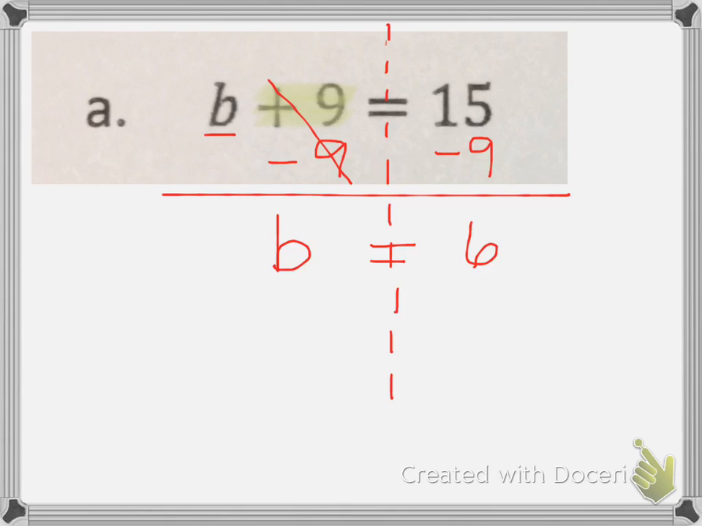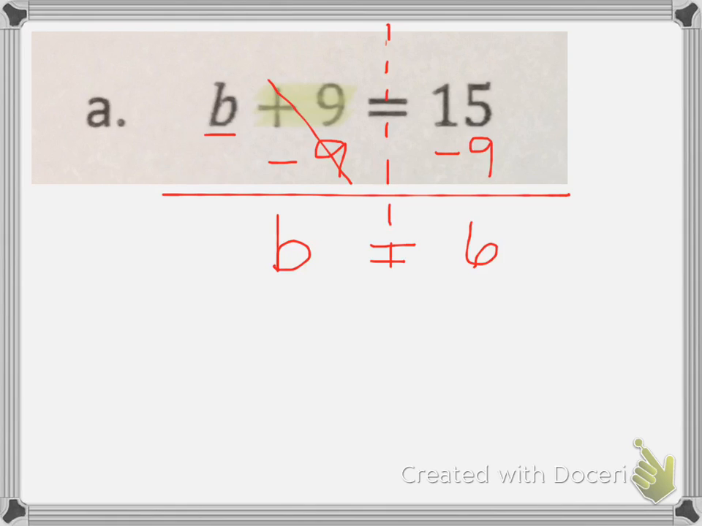So there it is. I've used algebra to solve for a variable. And all I did was get the variable isolated, and I did that by undoing whatever was happening around it. And whatever I do to one side, I have to do to the other side. So it told me that B is 6.